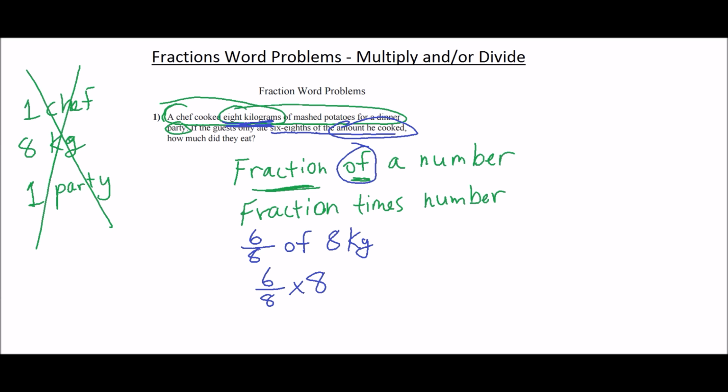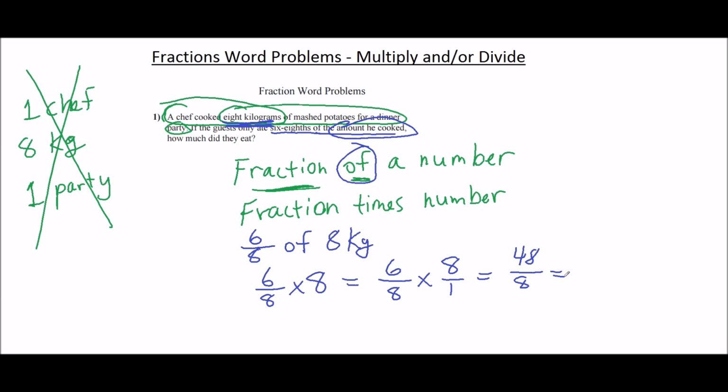Okay, so even though we might see some rates over here, one chef, 8 kilograms, one party, it's really not helping us to solve the problem, but instead a fraction of a number tells me that I can multiply 6/8 of the amount he cooked, 6/8 of 8 kilograms. So 6/8 times 8. Okay, so this is the work I have to do now. So again, it's helpful sometimes to write both numbers as fractions. 8 as a fraction is 8/1. So this is the multiplication I can do. 6 times 8 on top is 48. 8 times 1 on the bottom is 8, but this will reduce.